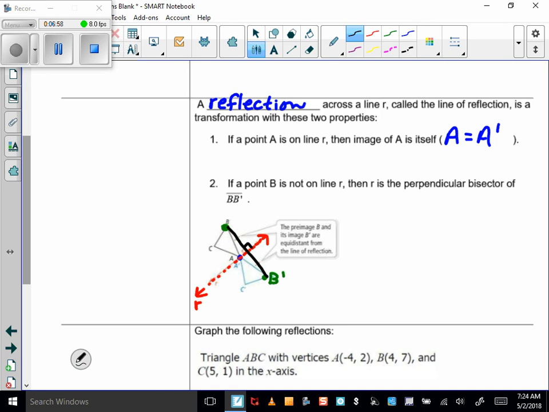You find the slope of R. You'll probably know what that is. You'll have the equation of R probably. And then you know that the slope of that segment, B to B prime, is going to be the opposite reciprocal, right?